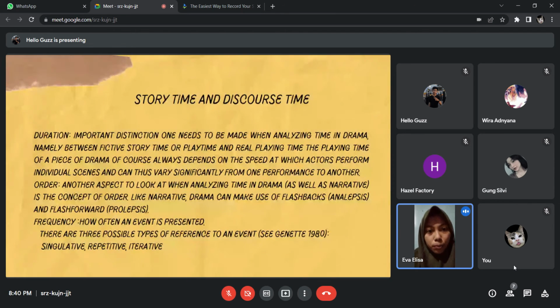And the last one is frequency. Frequency is how often an event is presented. There are these possible types of reference to an event: see Genette, singulative, repetitive, and iterative. That's all from me.